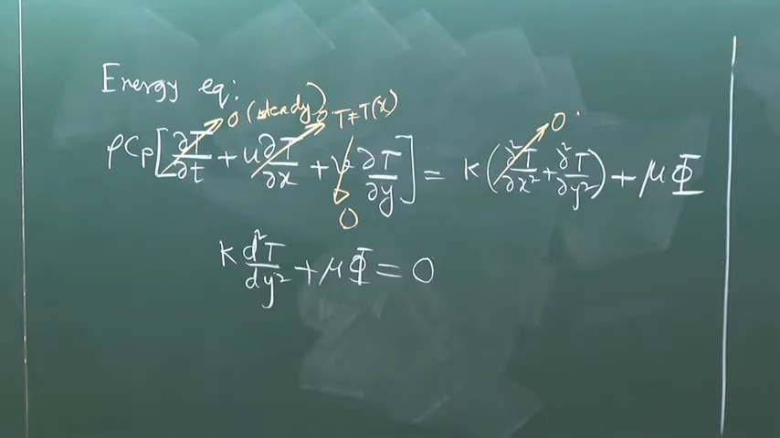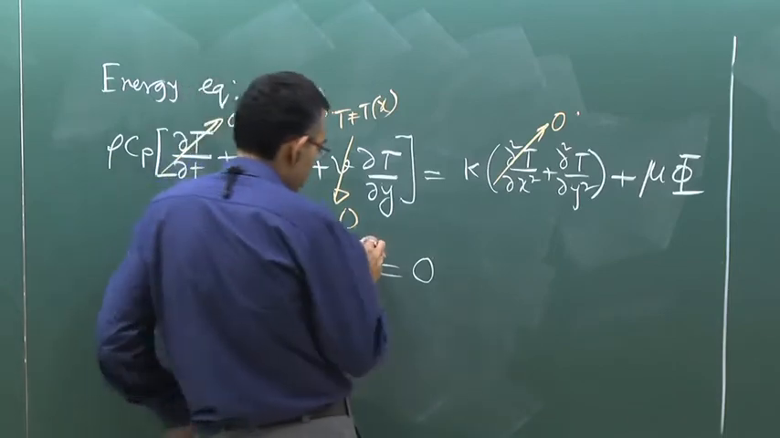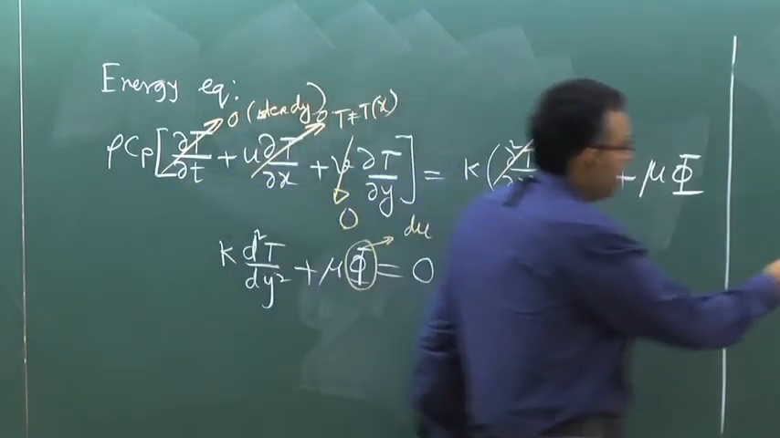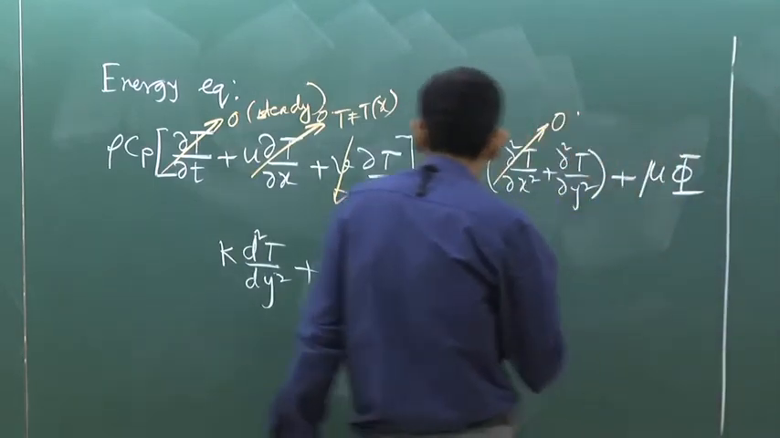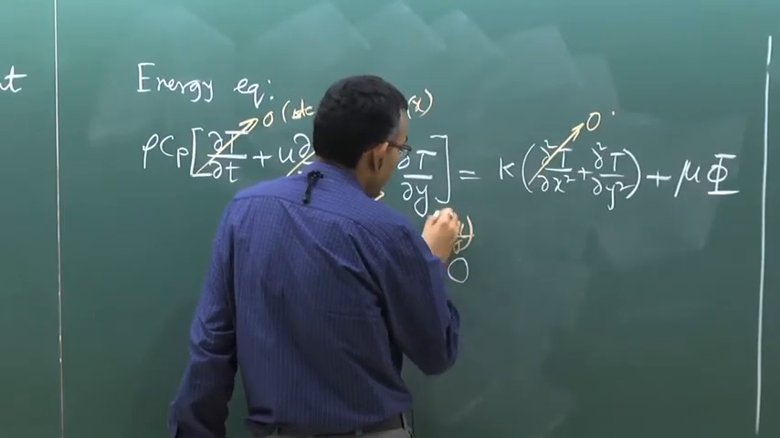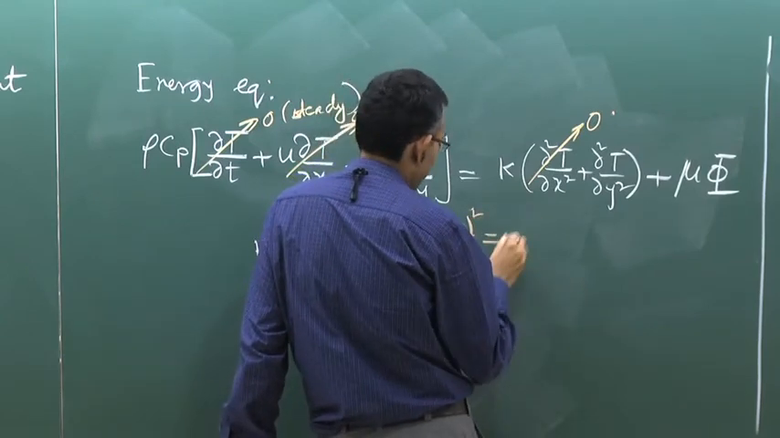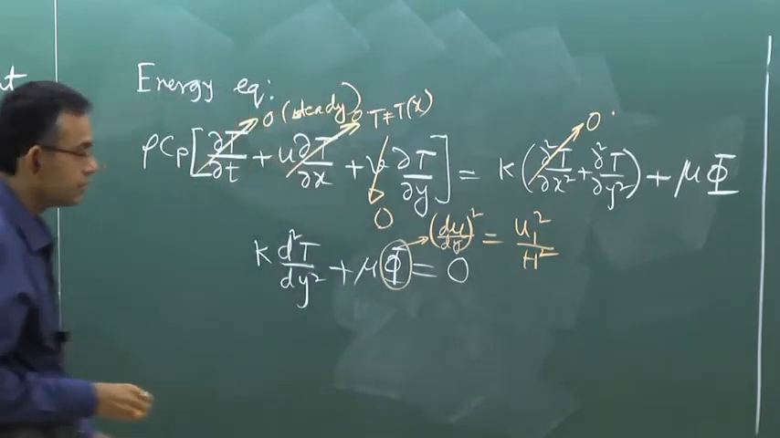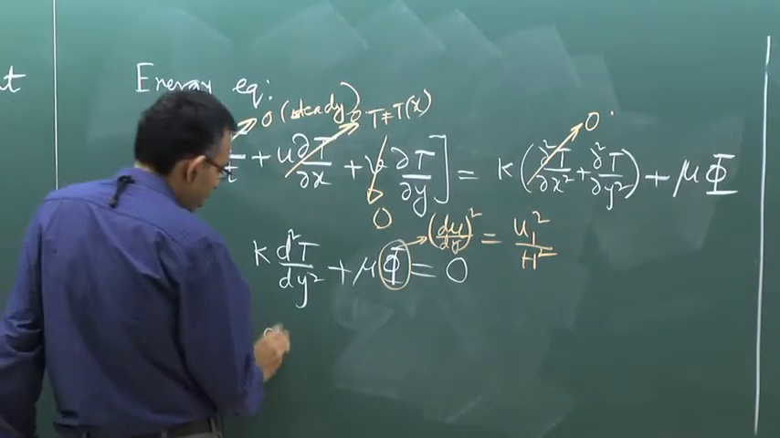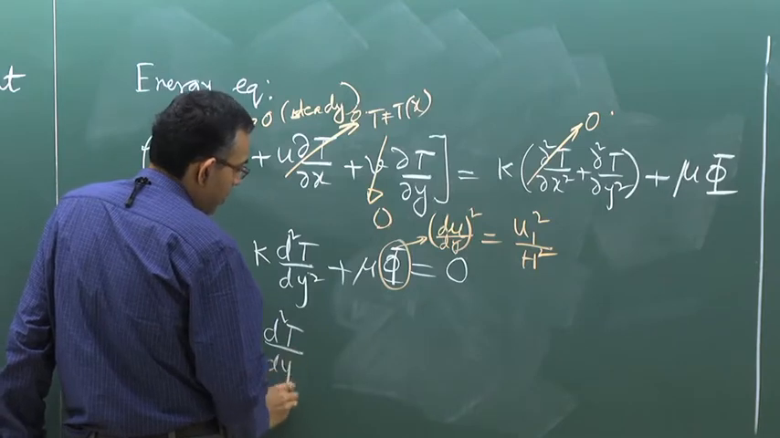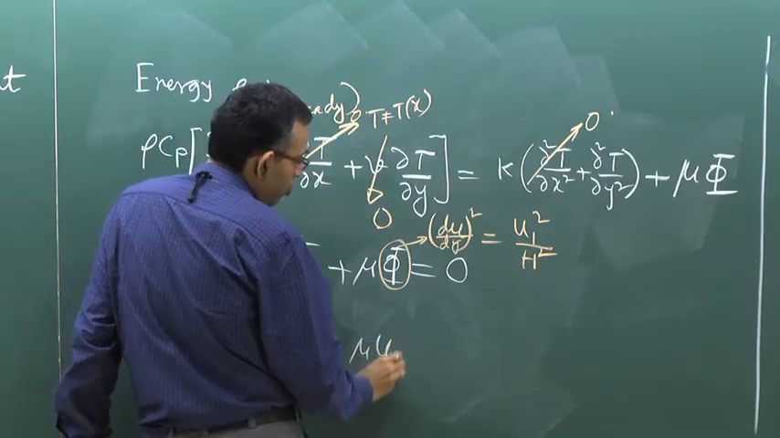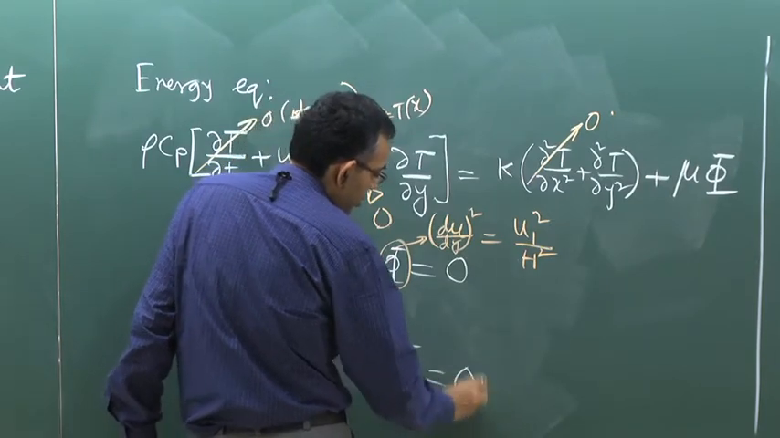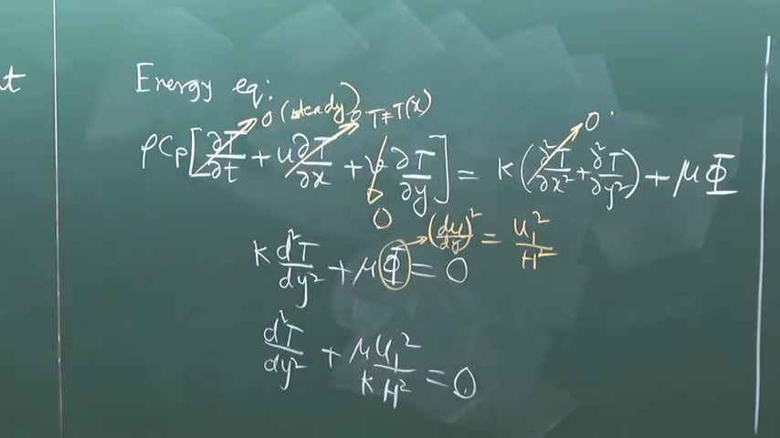What is this phi? Phi is (du/dy) squared. So this is u1 square by h square. So d2T/dy2 plus mu u1 square by k h square is equal to 0. This is our governing differential equation.